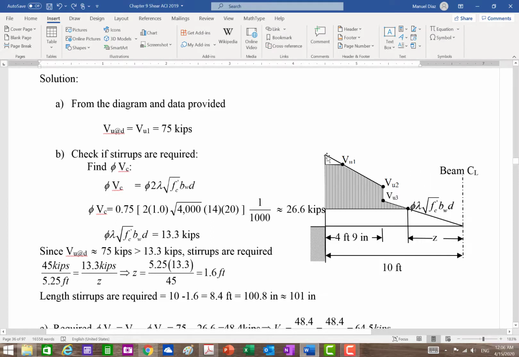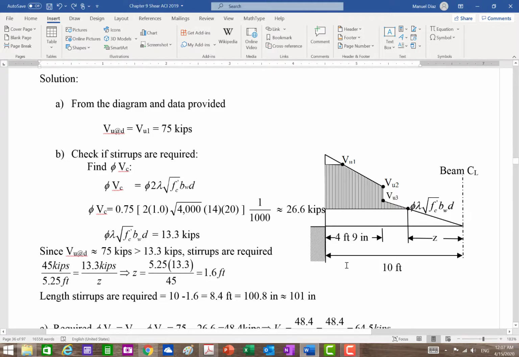Remember, before we did this value divided by the total length to do the proportions. But now we can't. So now we're going to do this value divided by this length, which is 10 feet minus 4 feet 9 inches, this value. So 45 divided by this value, proportional to this number over the z. And so that's what this one is, as you can see here.